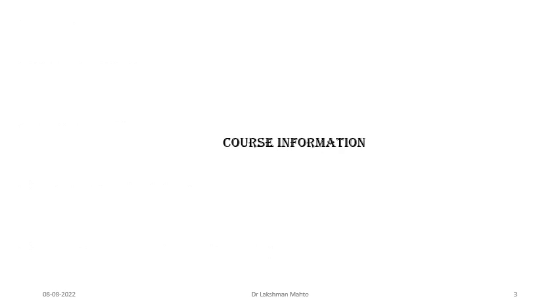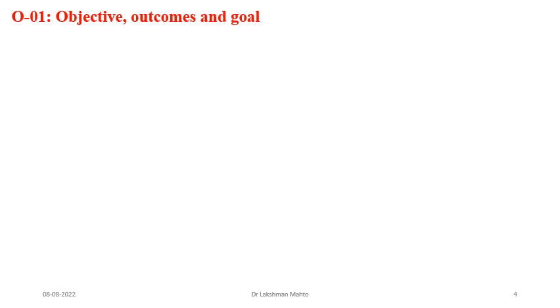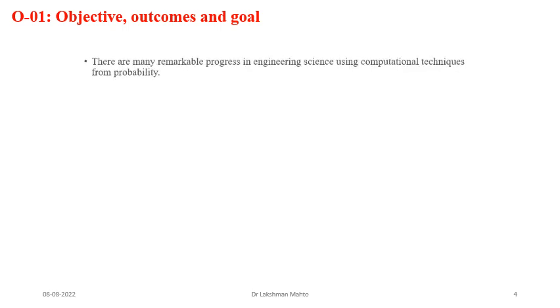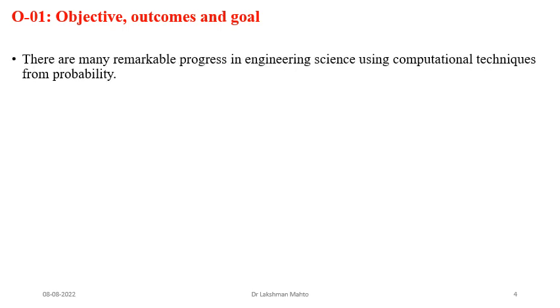So coming to the first part of this lecture, the course information. This course, you know, is probability. I will first talk about the objective, outcome and goal. What is the goal of this course? There has been remarkable progress in engineering and science using computational techniques from probability. What is the meaning of computational technique? That means I am trying to use probability computation. Using an algorithm. Prior to the algorithm, you need to know.